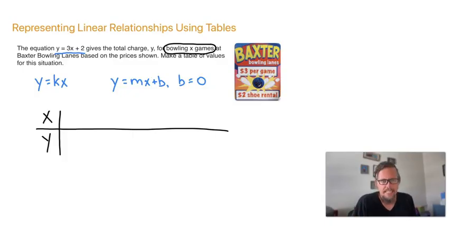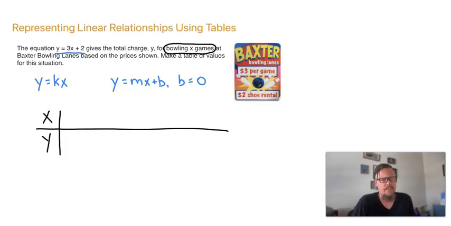Now, when I say make sense, I mean we're not going to put, for example, a negative number in for x. We are not going to put -3 for x because it would not make sense for us to bowl -3 games. We also are not going to put in a decimal like 1.2 or a fraction like 1.5 because it wouldn't make sense for us to bowl 1.2 games or 1.5 games.